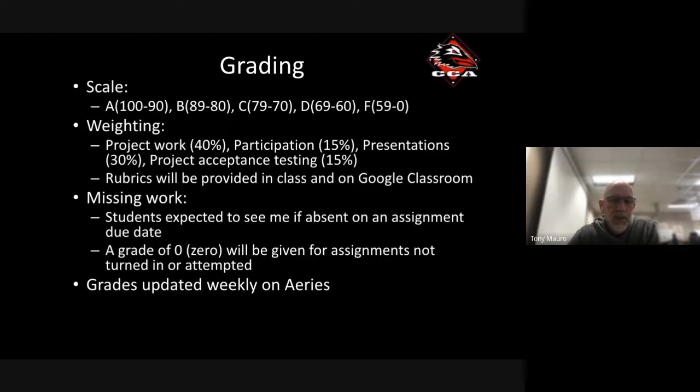We have a 10% scaling on grading. The project work is heavily weighted. They have to do presentations, and they have to get their project accepted through an acceptance test procedure. All of that basically folds in. Like I mentioned earlier, I don't give quizzes or final exams. They're all built into these presentations.